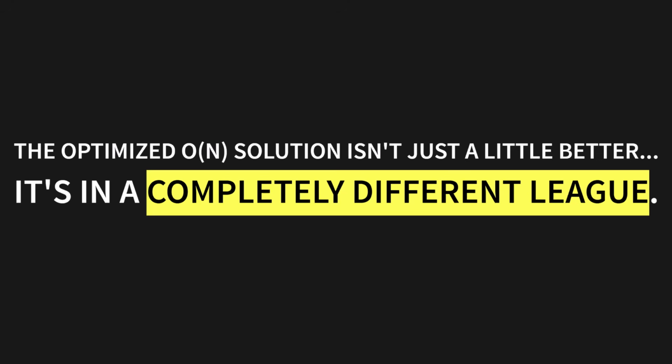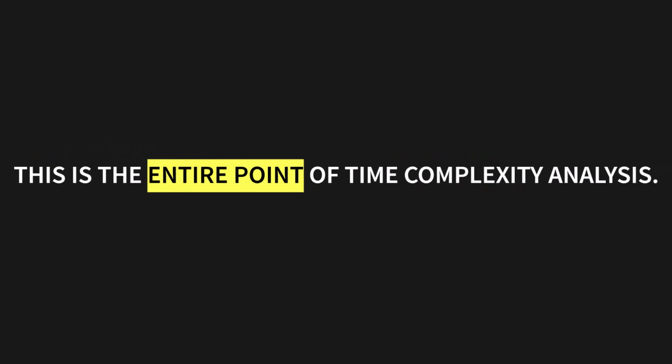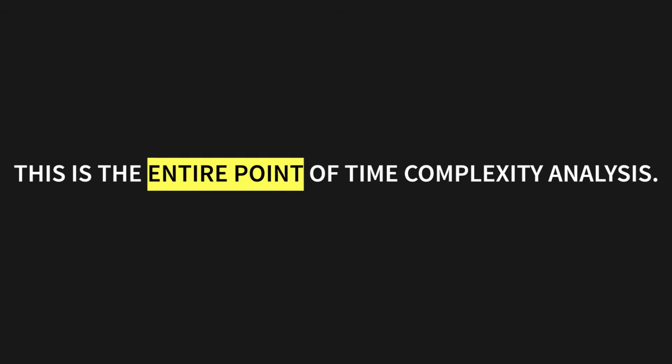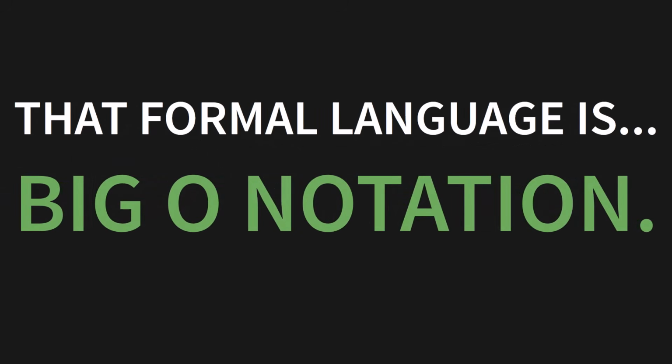An O of n squared algorithm on 1 million items might take minutes, maybe even hours. The O of n solution on 1 million items? A fraction of a second. This is the entire point of time complexity analysis. We need a predictable way to describe growth rate to compare algorithms without having to run them. And that formal language is Big O notation.